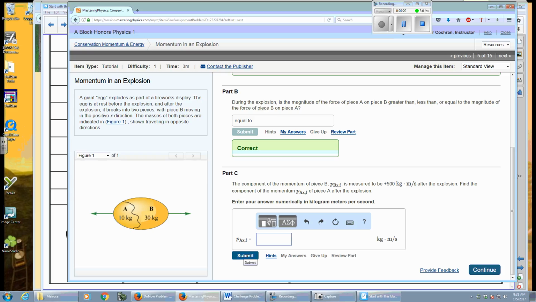Because these aren't forces, it's momentum. Conservation of momentum. Because what's the momentum before? Zero. So what does the momentum afterwards have to be? Zero.